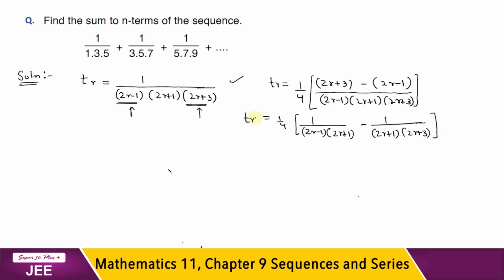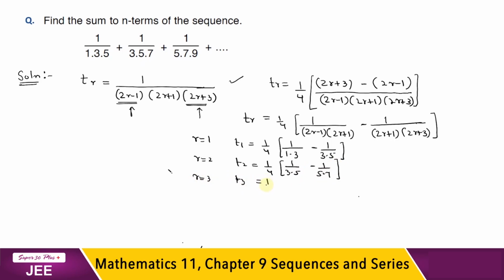Now our calculation part is going to be much simpler as we keep on substituting the values of r. If r equals 1, we get 1 by 4 times (1 upon 1·3 minus 1 upon 3·5). If r equals 2, we get t2 as 1 by 4 times (1 upon 3·5 minus 1 upon 5·7). And r equals 3 will give us the third term as 1 by 4 times (1 upon 5·7 minus 1 upon 7·9).